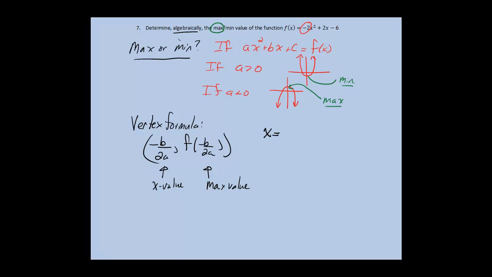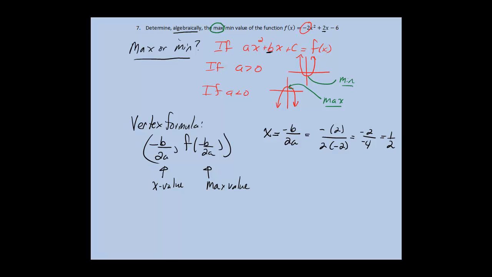So my x coordinate is going to be negative b all over 2a. That will equal negative, my b is 2, from the 2x. So I'm going to have 2 divided by 2 times a, but a is -2. So I have -2 divided by -4, which gives you a value of +1/2.